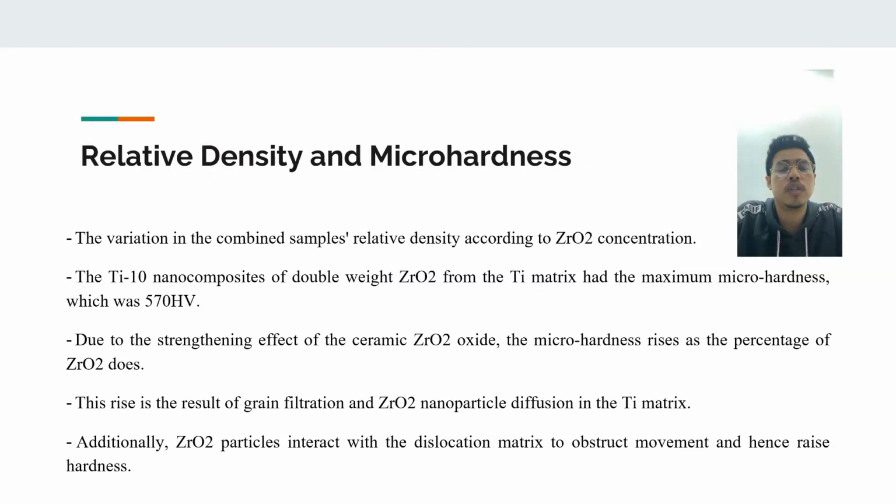My name is Mohamad bin Razak. I want to present about the relative density and micro hardness. For the first point, the variation in the composite sample relative density according to ZrO2 concentration.